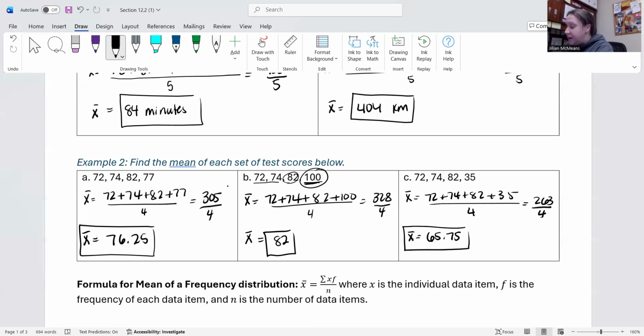So you can see by having this one really low test score, it pulled our mean down, okay? Our mean was originally 76.25. It pulled it down to 65.75 by just having that one test score that was lower. So it dropped our test score average by about 10 points.